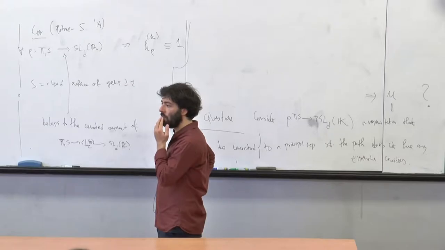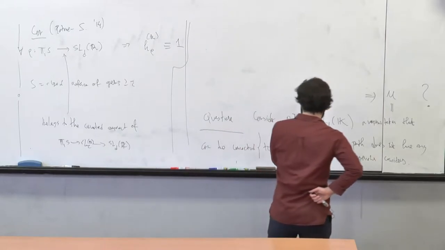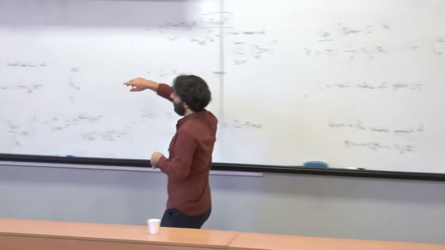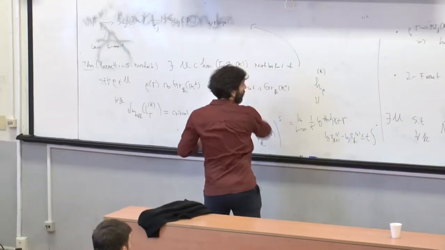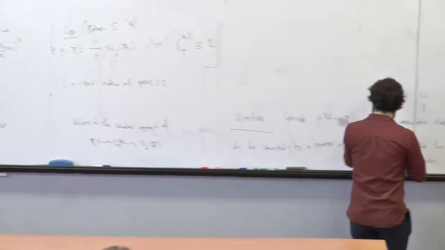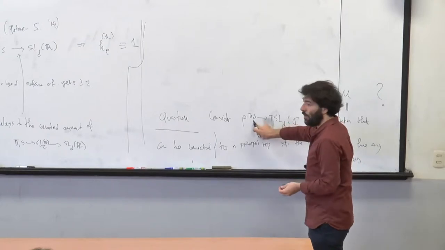Sorry, I just lost the question. What was it? Because I can't read it. Sorry for this. So what I'm going to do is pick some representation like this, but now I'm going to do it over C. So let me put it over C, because this is what the actual question is. And S is a closed surface.